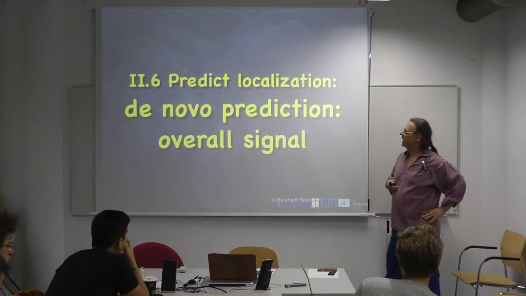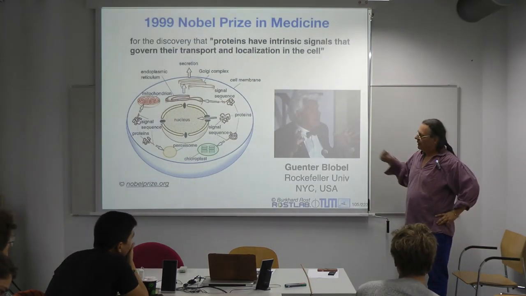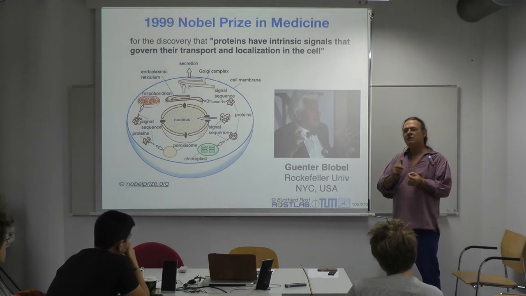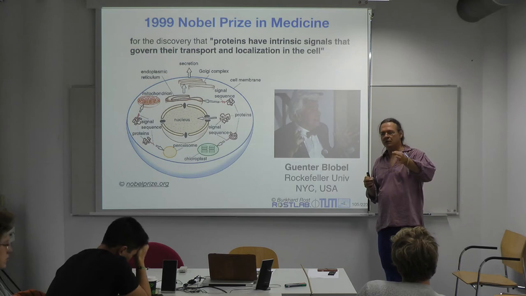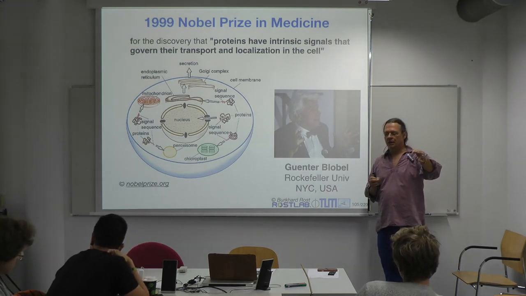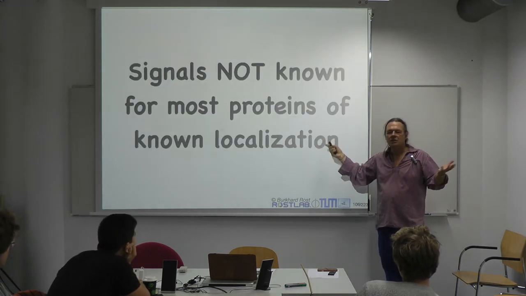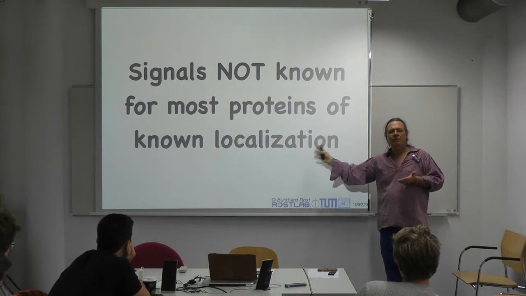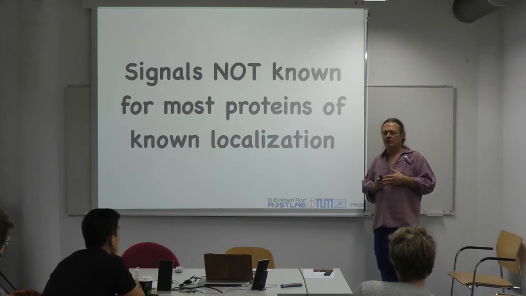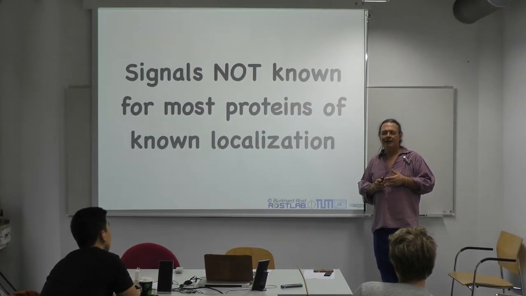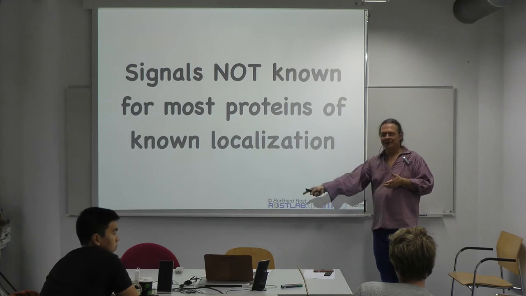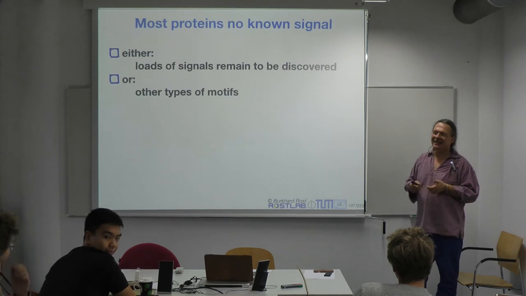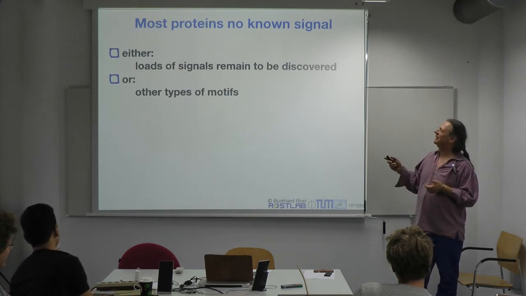And Anne somehow brought that up. It goes back to Günter Blobel, who got a Nobel Prize essentially for this idea that proteins have zip codes. And these zip codes simply regulate the transport. This is what we essentially know for signal peptides. It absolutely works. But they are not known for most of the proteins for which we have localization.